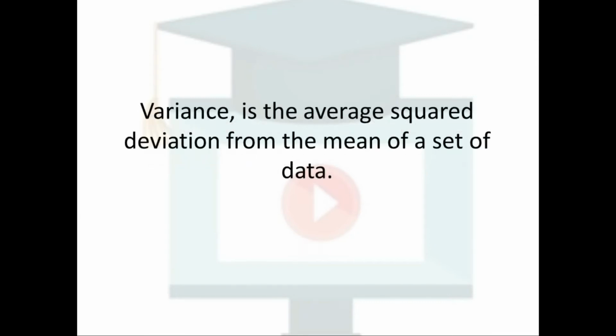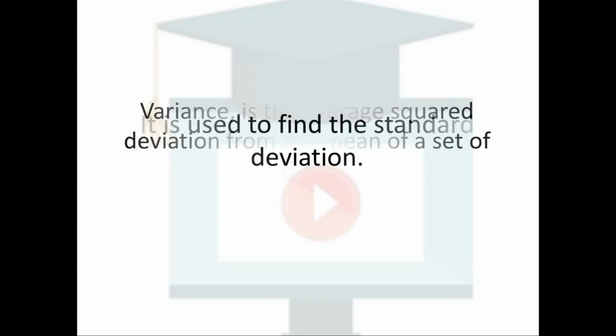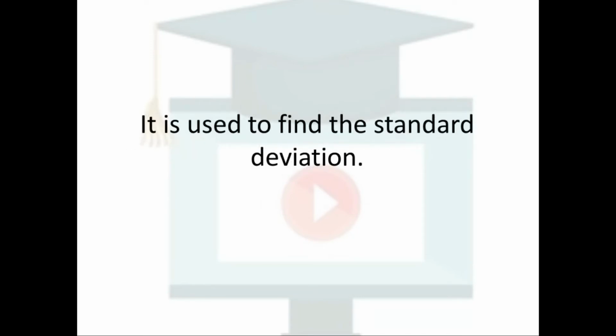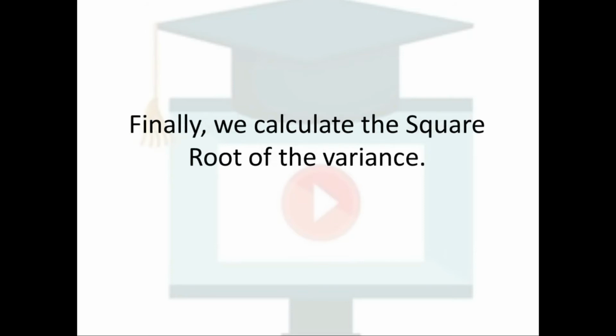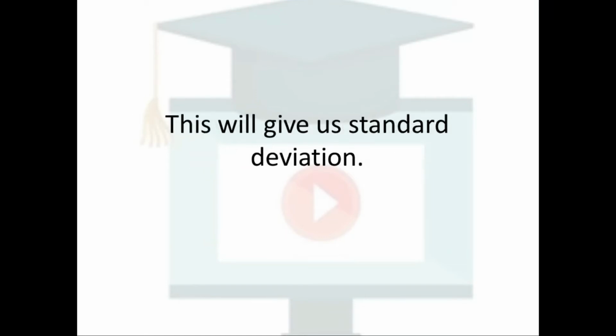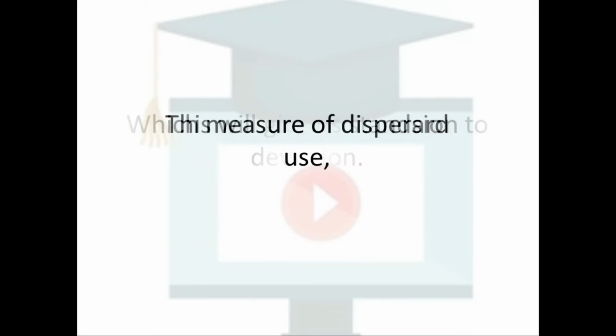Variance is the average squared deviation from the mean of a set of data. It is used to find the standard deviation. Finally, we calculate the square root of the variance. This will give us the standard deviation.